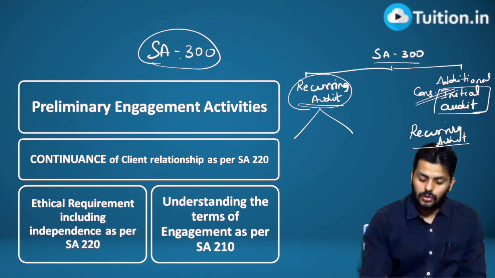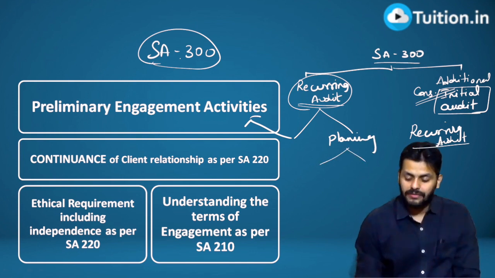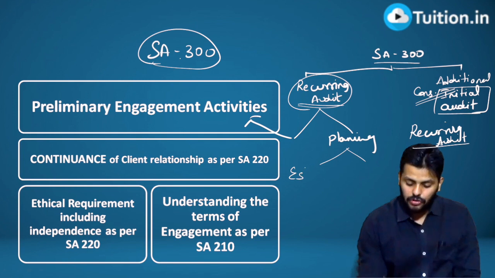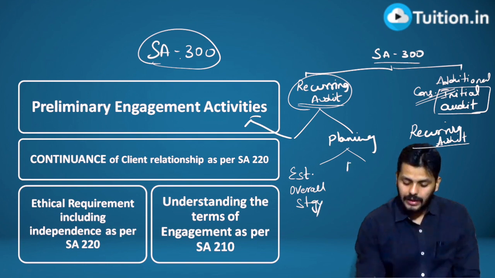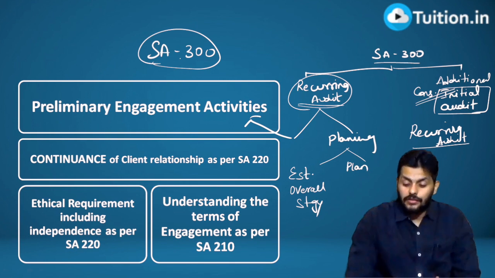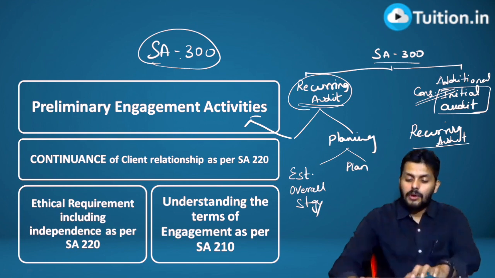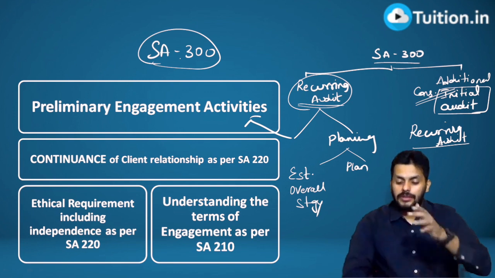Recurring audit is talking about this one: preliminary engagement activities and then planning activities. As part of planning activities we have two, that is establishing overall audit strategy and developing an audit plan. Now that's exactly what we have to try and understand in doing this. So this is the broad framework, guys, what you see there, standard number 300.